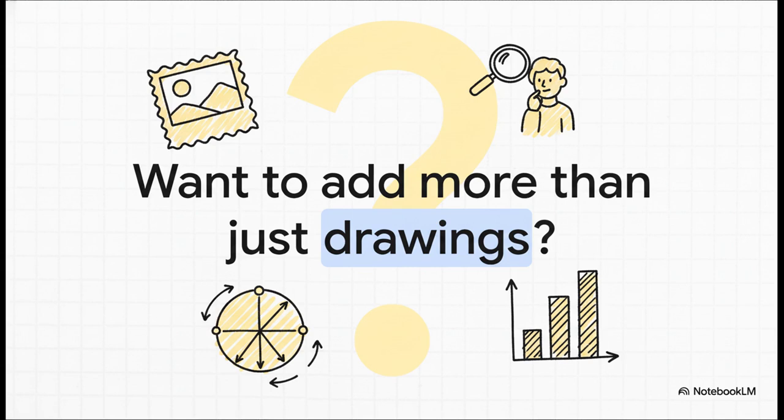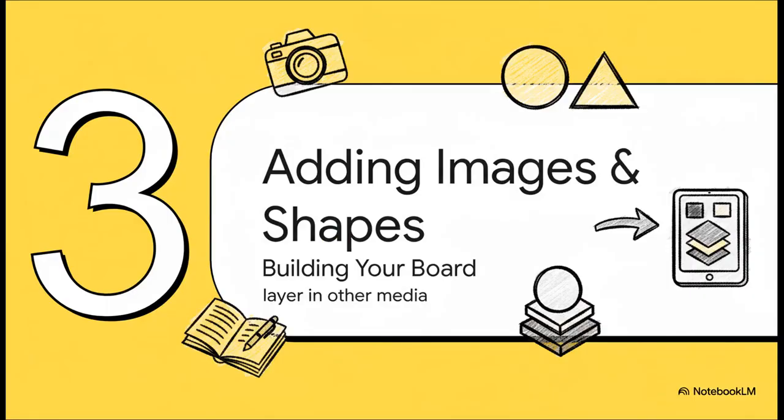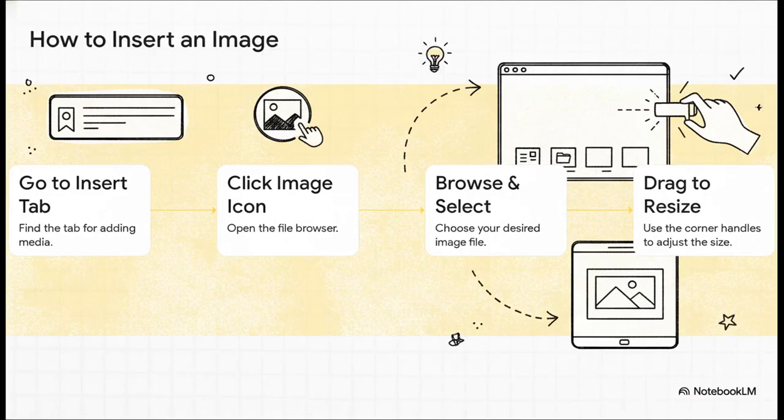Your board is starting to look great, but drawings are just one piece of the puzzle. What if you want to pull in, say, a photo, a diagram, or other kinds of visuals? Well, of course there's a tab for that. For that, we're going to pop over to the Insert tab. This is where you can start layering in other types of media to make your whiteboard way more interesting and informative.